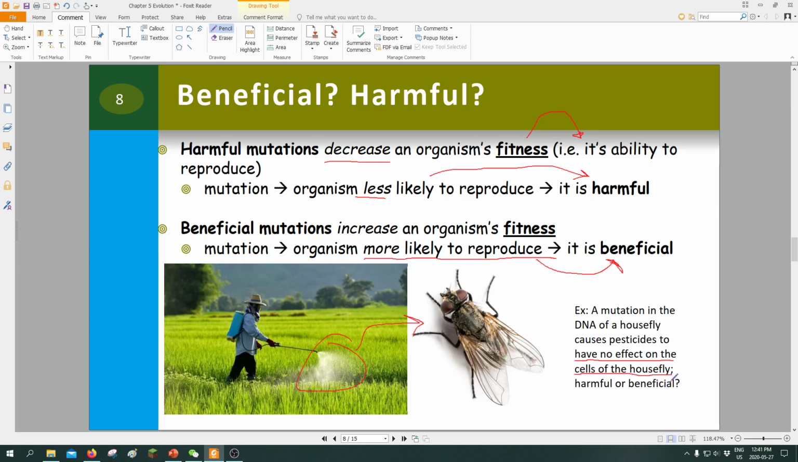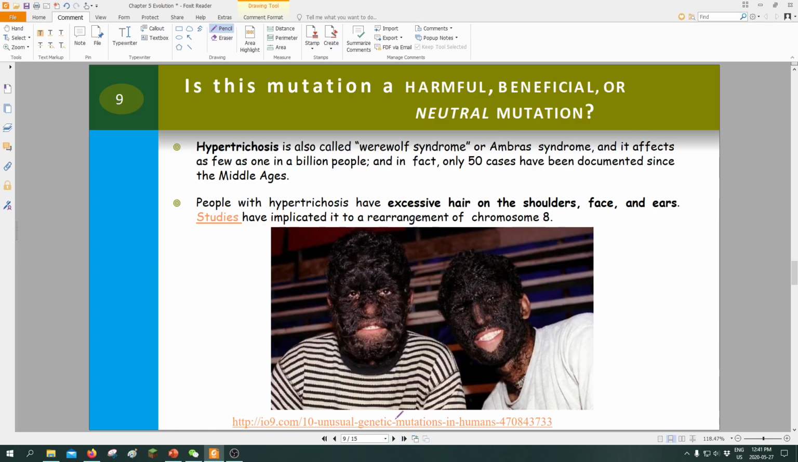We would say that this is actually a beneficial mutation for the housefly because it is more likely to reproduce because it's not dying because of the pesticide. Is it beneficial for us? Probably not, because we don't really like houseflies. Now, what about this one?